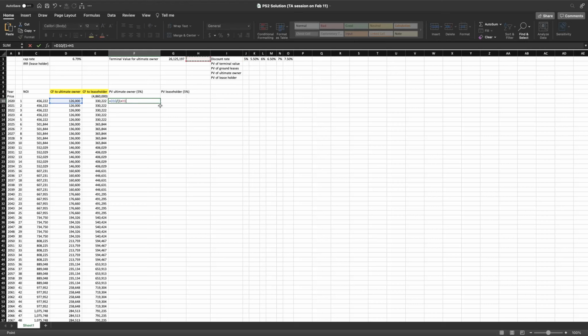Let's fix this. I want to fix this cell. Because it's one year later, you just discount it by 1 plus 5% to the power of 1. So it's only worth this amount of money, 120,000.